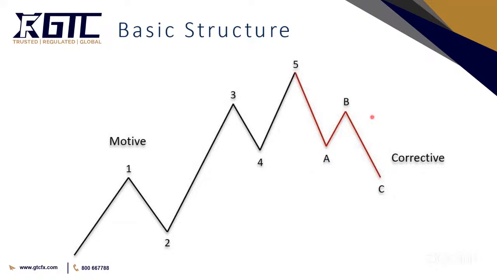Motive is always 5, corrective is always 3. And 5 means you have to label 1, 2, 3, 4, 5. This is a rule. Okay, don't mess around with the rule. Don't label A, B, C, D, E. That's a complete wrong thing. Degrees is fine, but at least the basic structure needs to be labeled as numerics and letters. Motives are always numerics, correctives are always letters, alphabet, sorry.